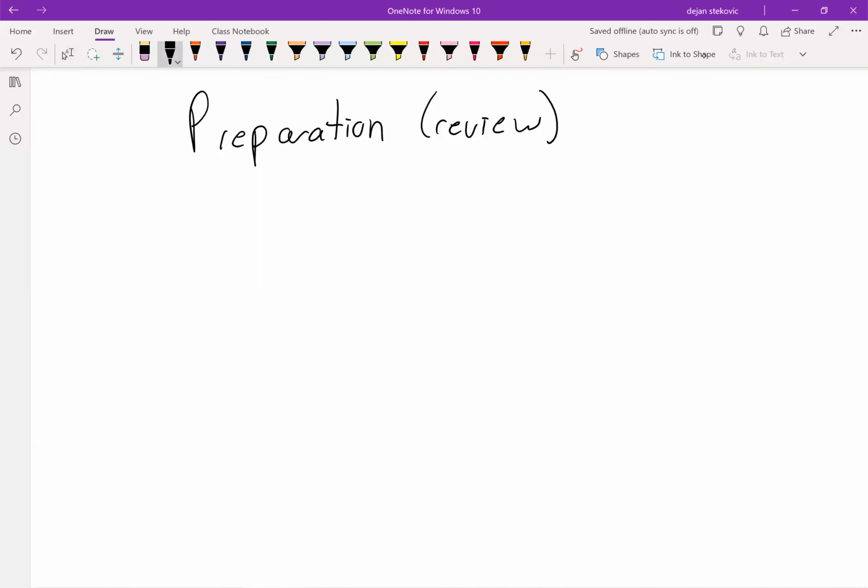All right, let's take a look at how we can prepare our ketones and aldehydes. Most of this is going to be review. We've already learned all of this. So one way we can do it is through the oxidation of alcohols.